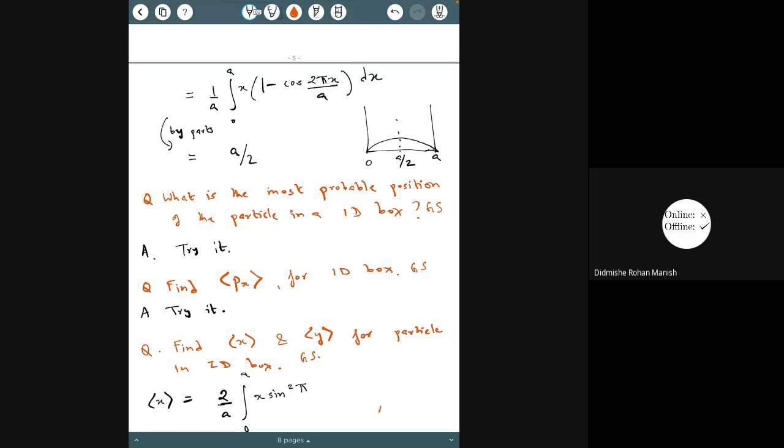Okay, so where was I? Yeah, so I was trying to find out this one. Black one. Okay.